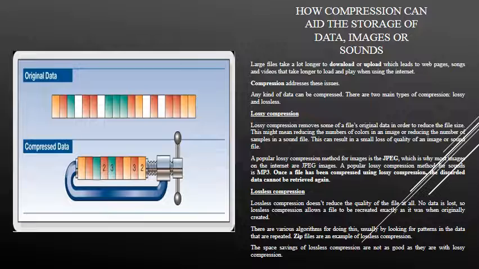In lossy compression, some of the file's original data is removed in order to reduce the file size. This might mean reducing the number of colors in an image or reducing the number of samples in a sound file. This can result in a small loss of quality of an image or sound file. A popular lossy compression method for images is the JPEG, which is why most images on the internet are JPEG images. A popular lossy compression method for sounds is MP3. Once a file has been compressed using lossy compression, the discarded data cannot be retrieved again.